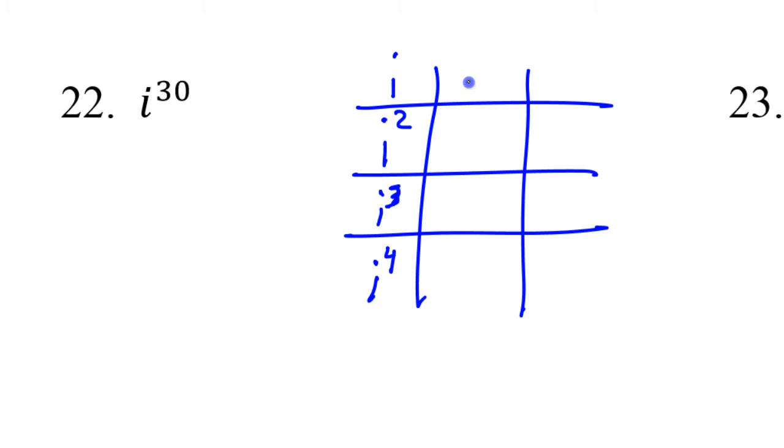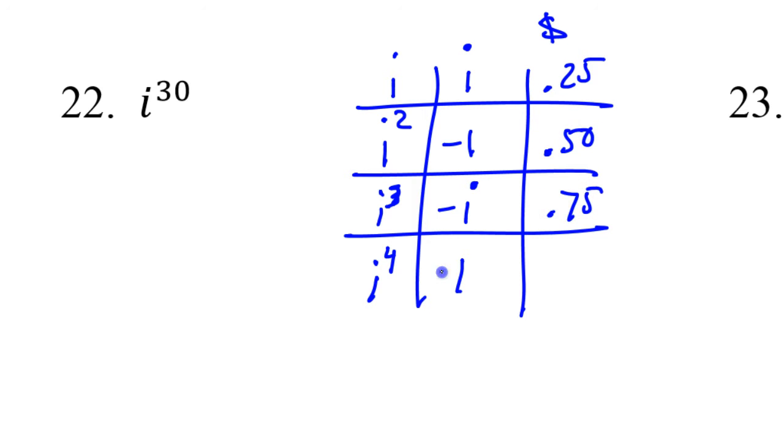I is just I. I squared is negative 1. I to the third power is negative I, and I to the fourth power is 1. Over here, I think about money, okay, specifically quarters. 1 quarter is 25 cents. 2 quarters is 50 cents. 3 quarters is 75 cents. And 4 quarters is $1.